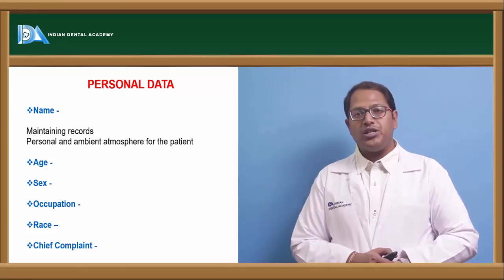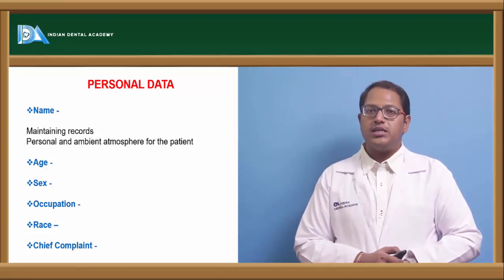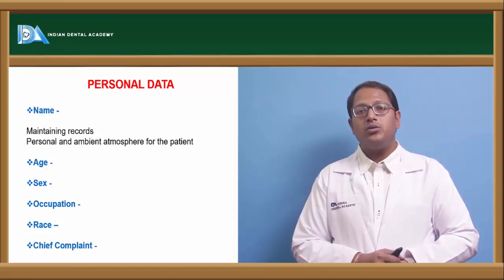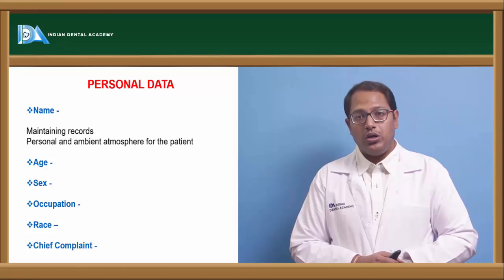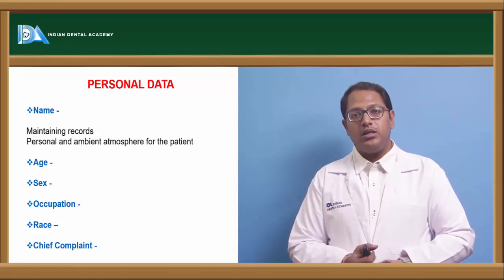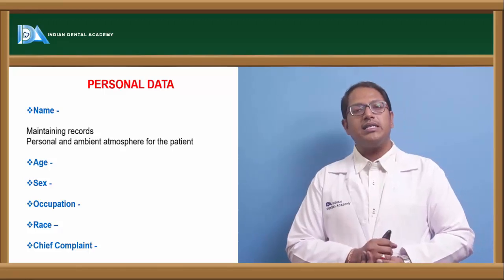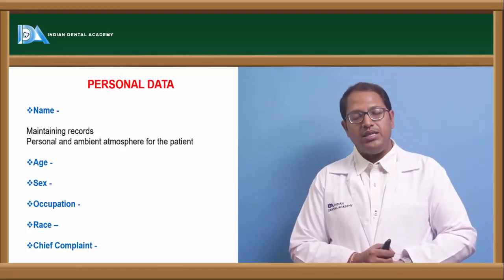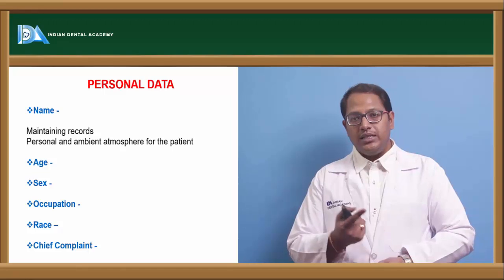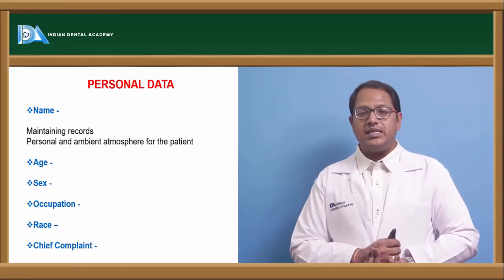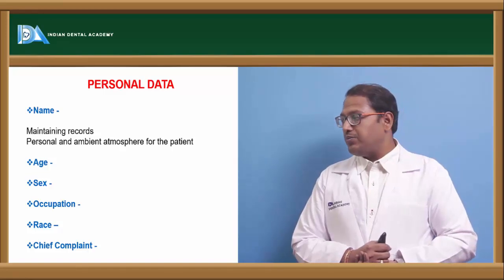Coming up to the occupation, how is an occupation important to us? First and foremost, occupation is important to know certain occupational hazards that can be caused because of a particular profession. For example, a tailor coming to you can be totally anticipated to have attrition because he will be keeping his needles all the time in front of his central incisors.